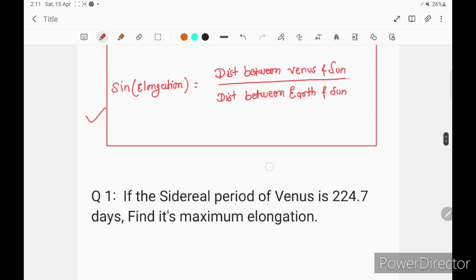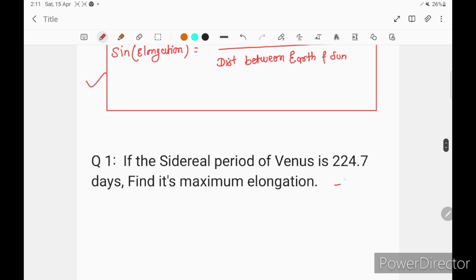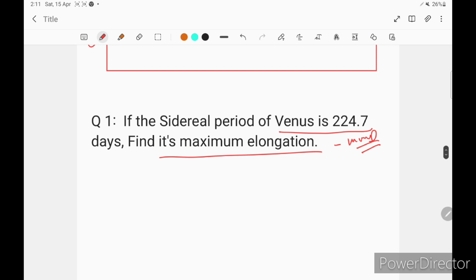The first question, which is repeated many times in MMD exams, is: if the sidereal period of Venus is given as 224.7 days, find the maximum elongation. First of all, what is given in the question? Venus, 224.7 days. So T is time, V for Venus is equal to 224.7 days.